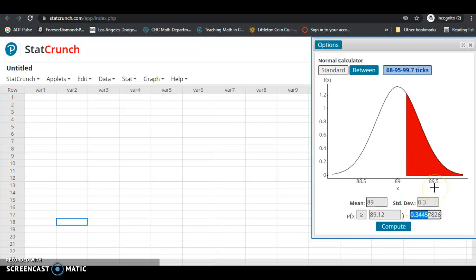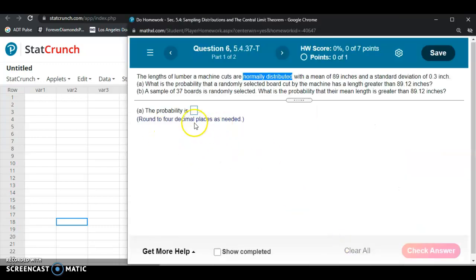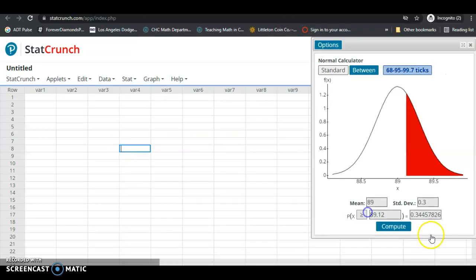So the probability that a randomly selected board is greater than 89.12 inches is this number here, and it's shaded in red in our graph. We're rounding our probabilities to 4 decimal places. It's a little more than a 34% chance. But it's 0.3445, where the 5 is going to get rounded up to a 6. So 0.3446.